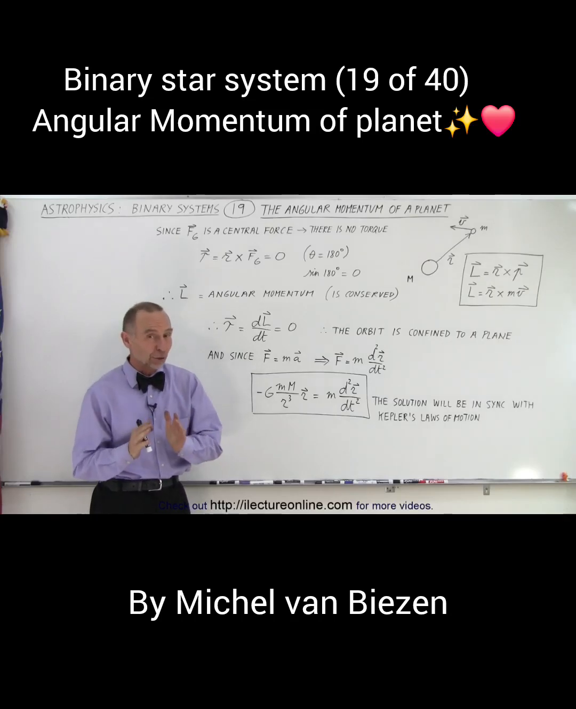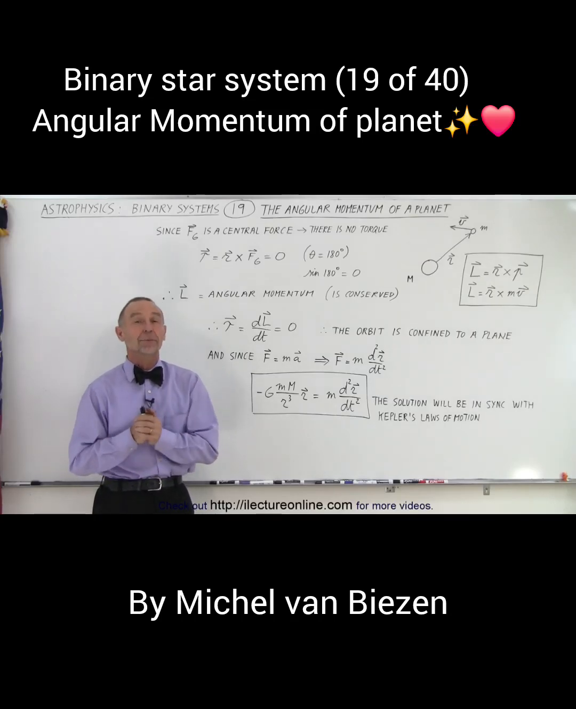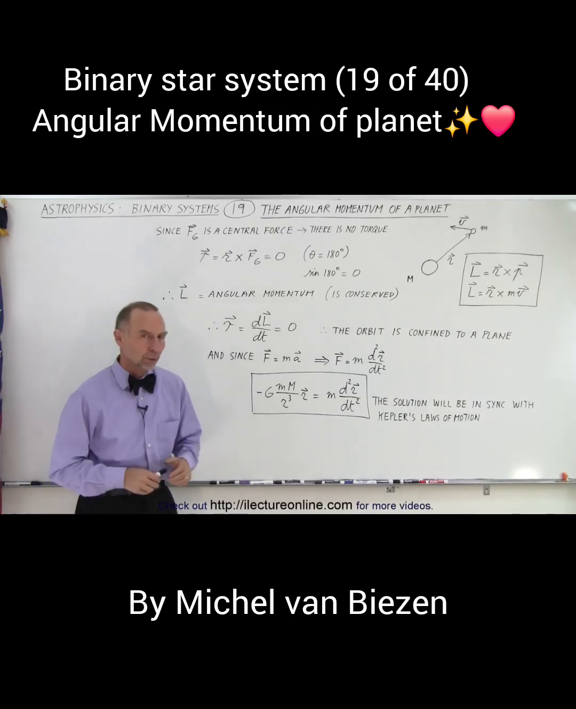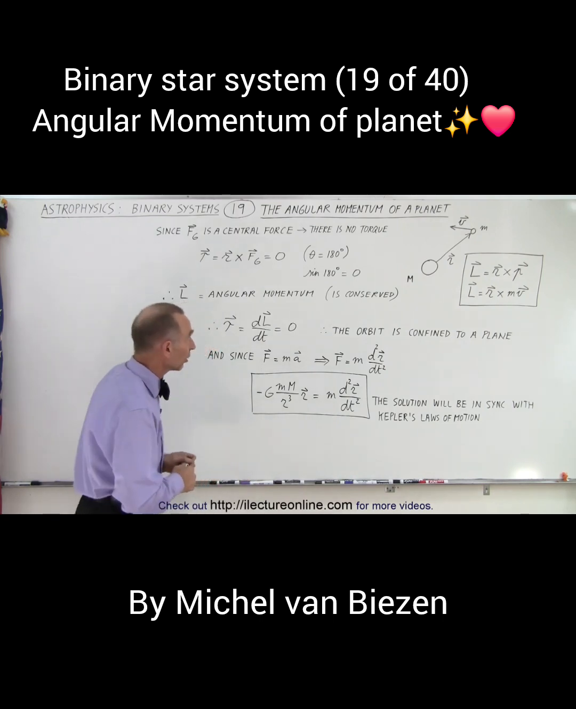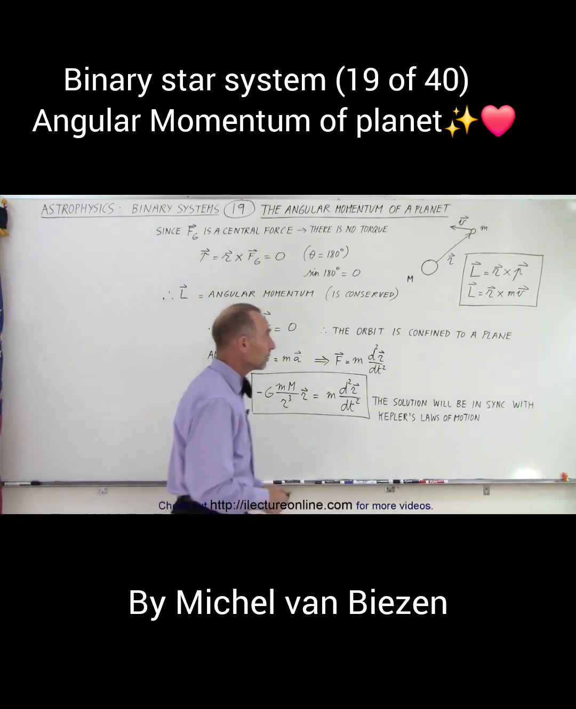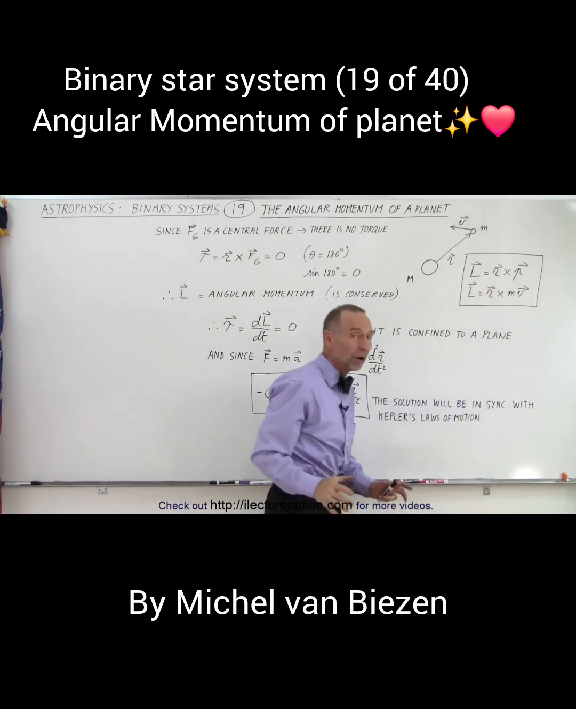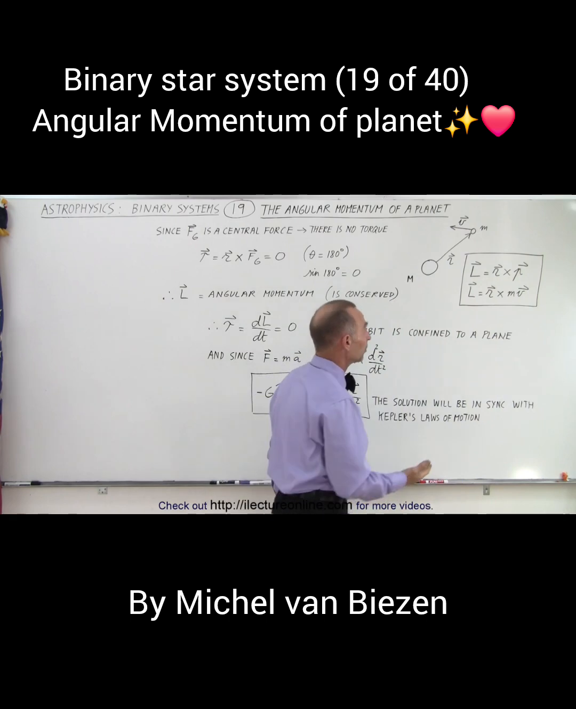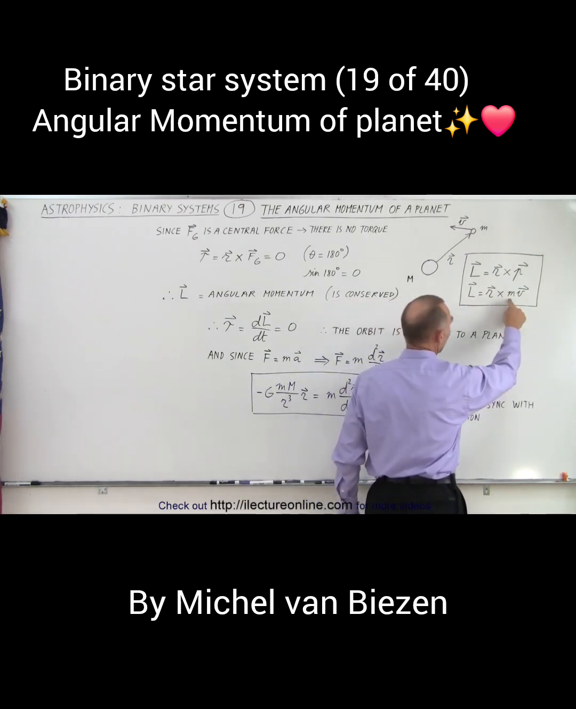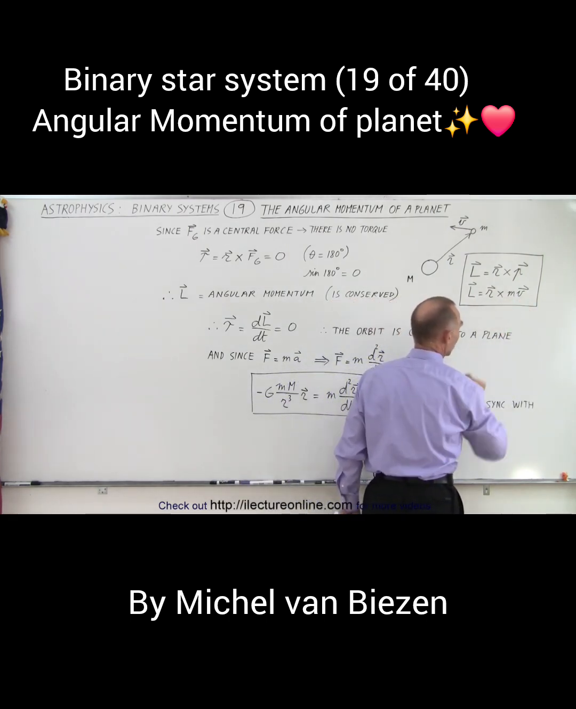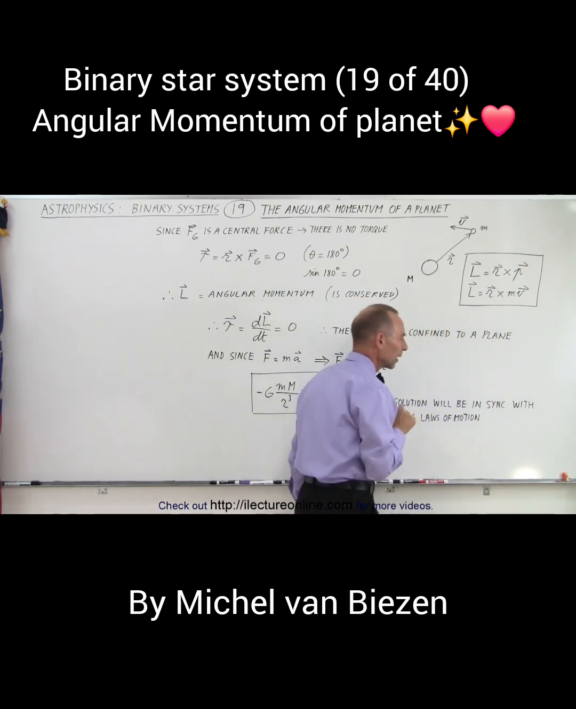Now let's take a closer look at the angular momentum of a planet as it goes around the Sun, or any planet going around any star. First of all, we define the angular momentum as simply being the cross product of the position vector and the momentum of the planet. And the momentum of the planet can be written as the product of the mass times its velocity. And of course, we're using the velocity vector there.